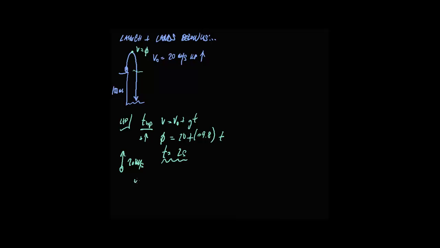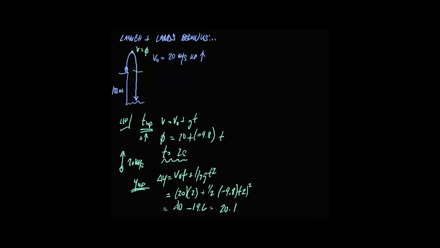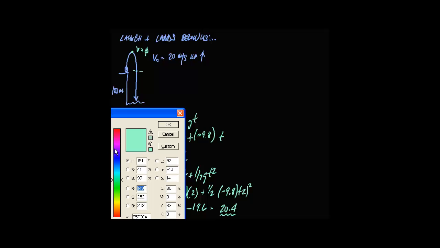Okay. Now we need to know y up, or how far does it go above us, still picking positive up. Delta y equals v0 t plus half g t squared: 20 for 2 seconds, that's how long it took to get to the top, plus half of minus 9.8 times 2 squared. That'll be 40 minus 4.9 times 4, which is 19.6. So 20.4 meters is how far it goes up. So that just is a throw up problem or a launch problem, no big deal.